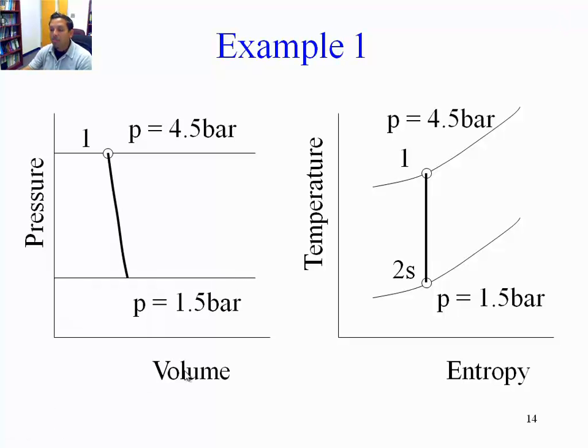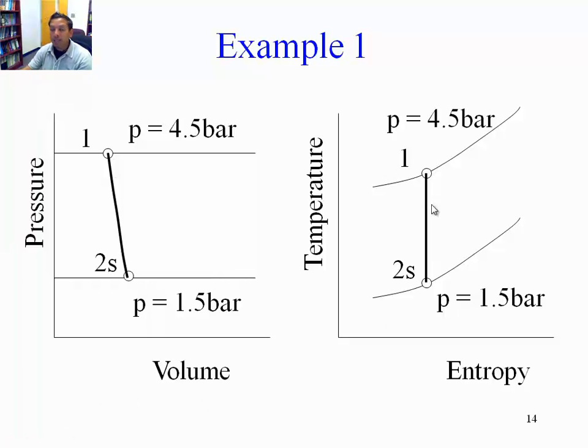And in the PV diagram, this is actually not a straight line, but a curved line from pressure 4.5 to pressure 1.5 bar. So it's a steep asymptotic curve. Remember, it's an isentropic process, so P times V to the K is equal to a constant. So P is equal to a constant times V to the power K. So it's a steep asymptotic curve to 2s.